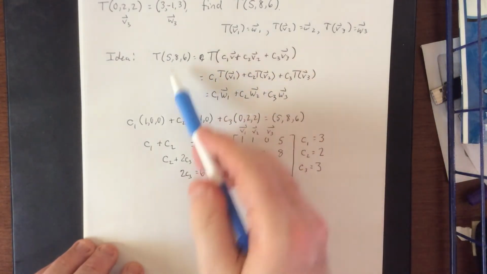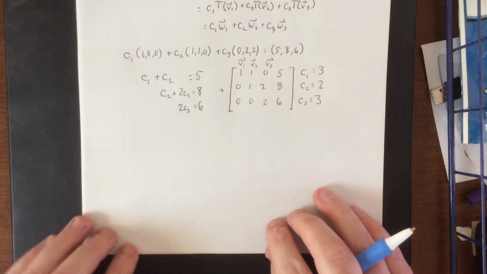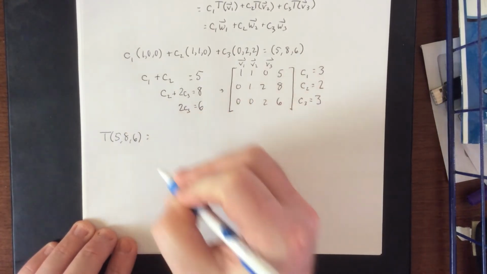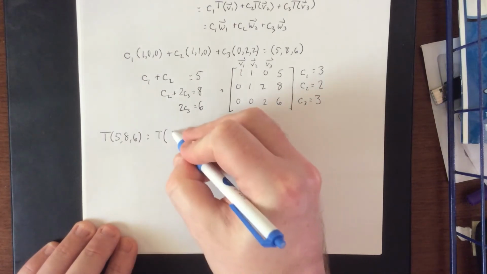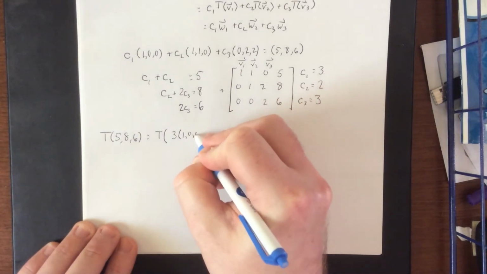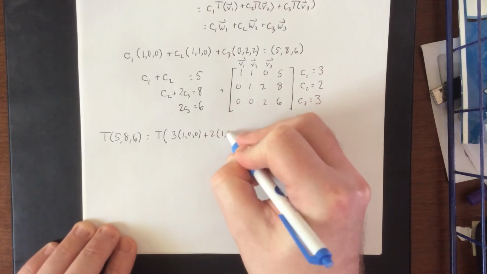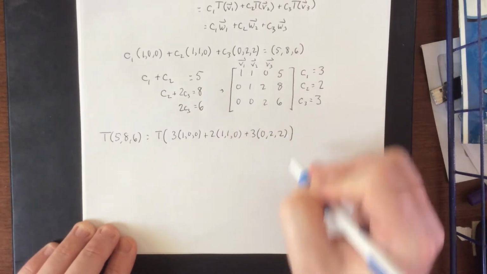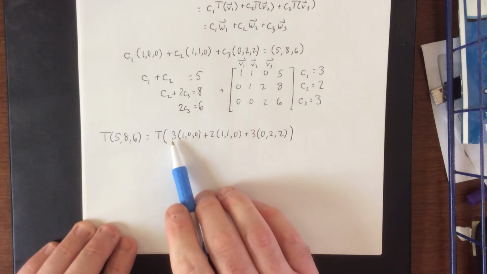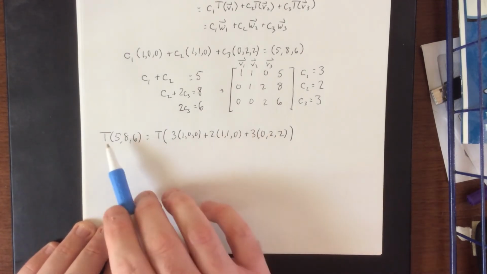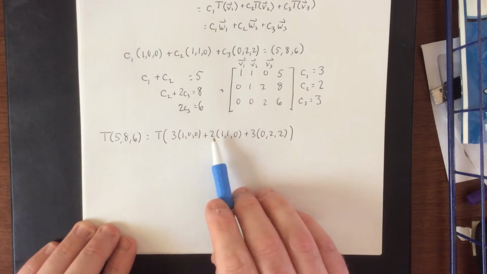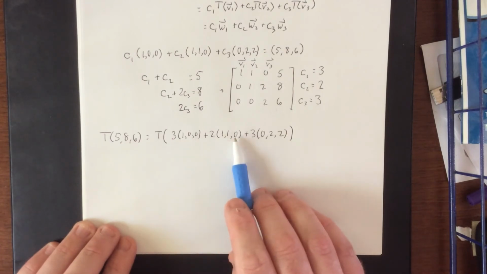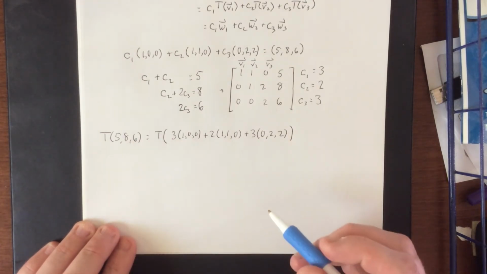So again, this is where we're going to go through this route right here. So what we're saying is that the image of the vector 5, 8, 6 is going to be equal to the image of 3 times V1 plus 2 times V2 plus 3 times V3. Let's just verify real quick. First component, 3 times 1 plus 2 times 1 plus 3 times 0, that's 5. Second component, 3 times 0, 2 times 1, 3 times 2, add them up, that's 8. 3 times 0 plus 2 times 0 plus 3 times 2, that is in fact 6.